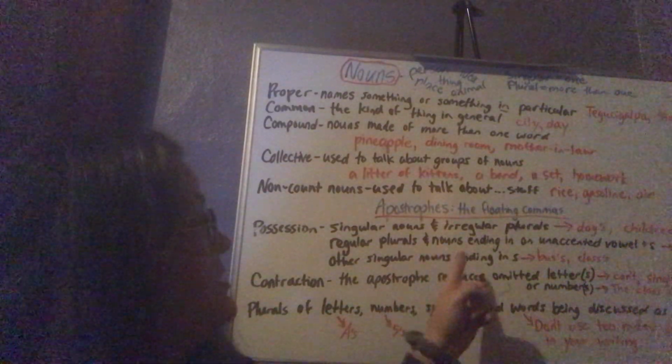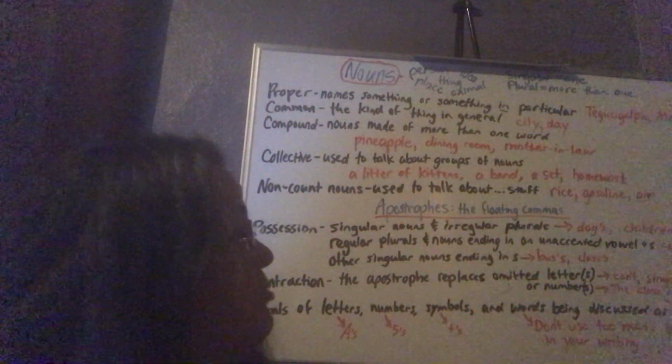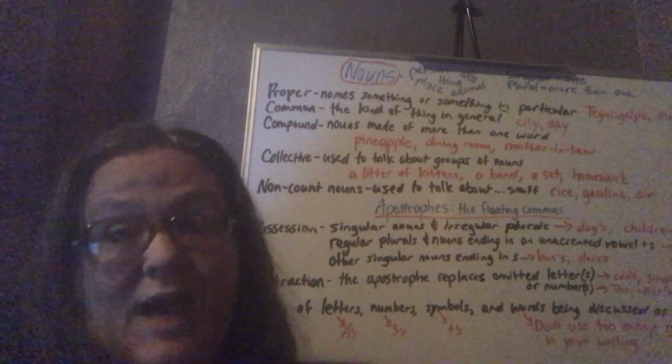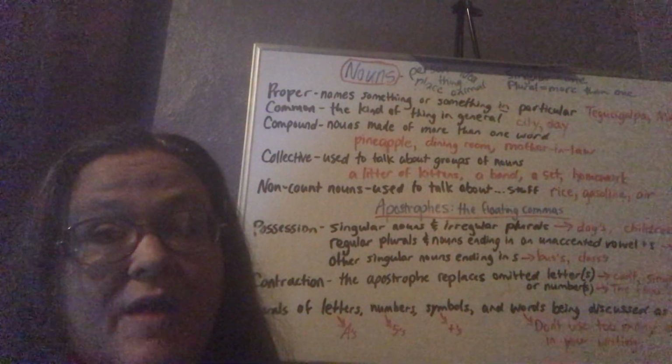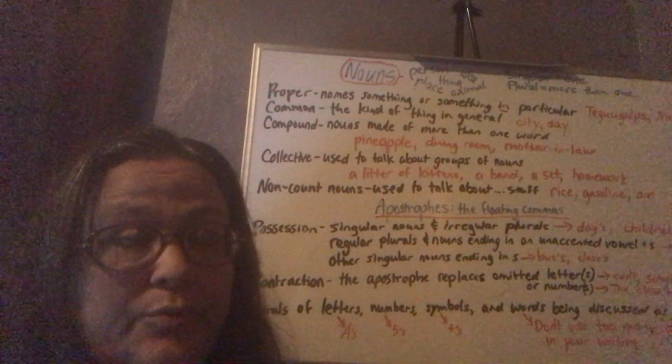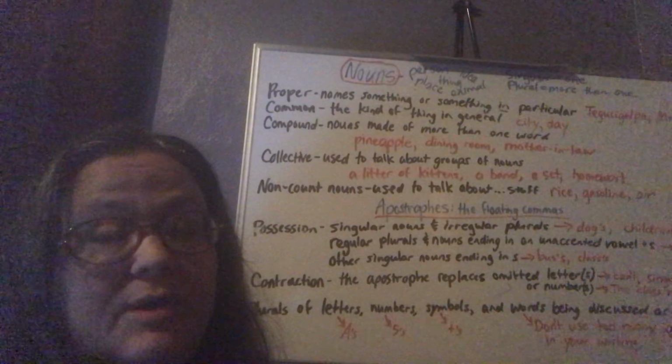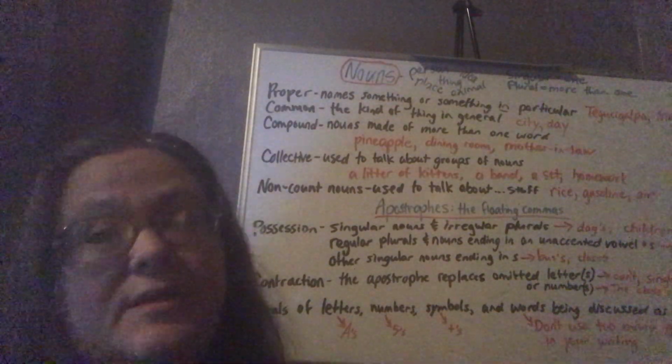Also, nouns ending in an unaccented vowel plus S. So what I mean by that is like the word cactus. You have the unaccented vowel U, and then the S, because the word is not cactus, it's cactus.